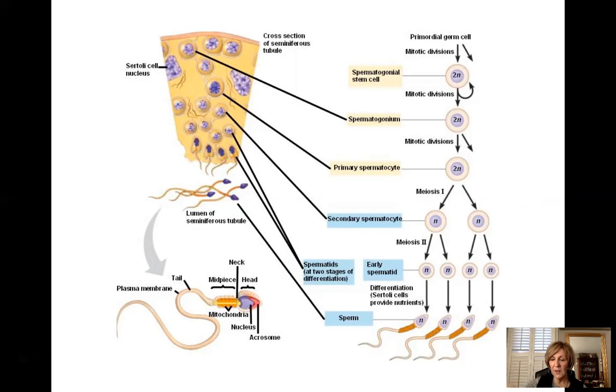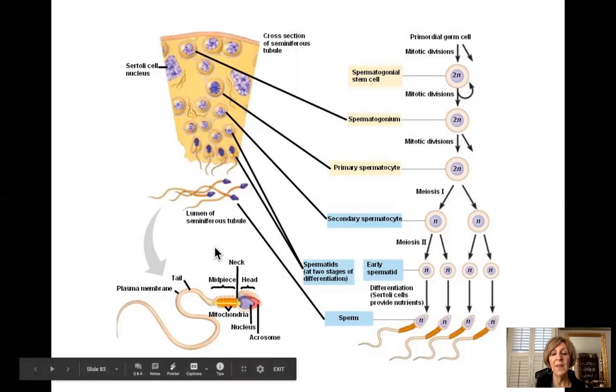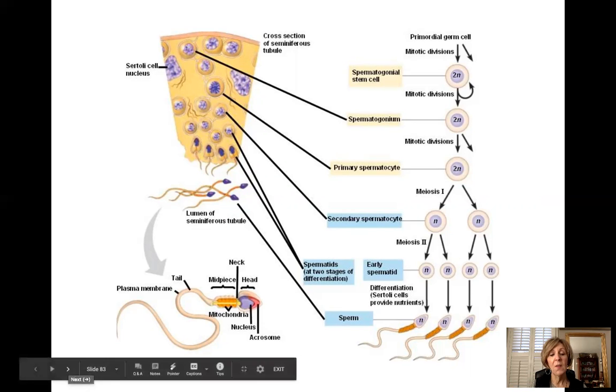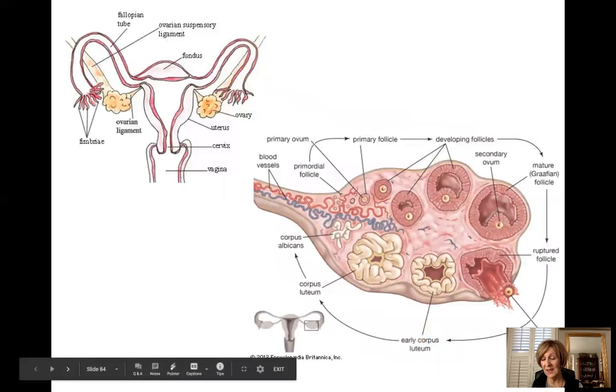Then during ejaculation, they're going to be released. And this is the functional sperm, right? The head of these sperm are going to contain the N number of chromosomes. A male is going to go through spermatogenesis from puberty until death.